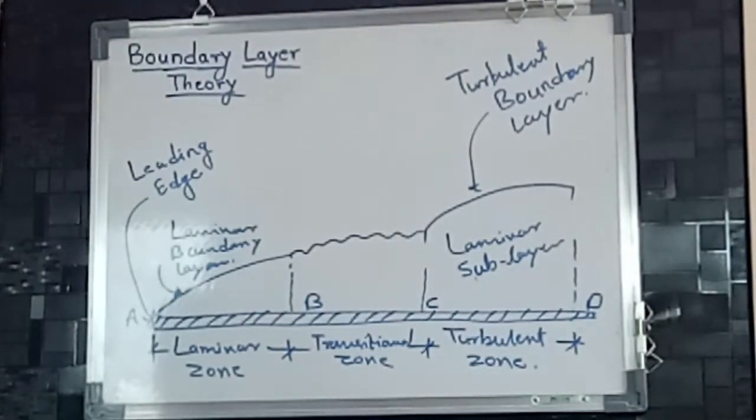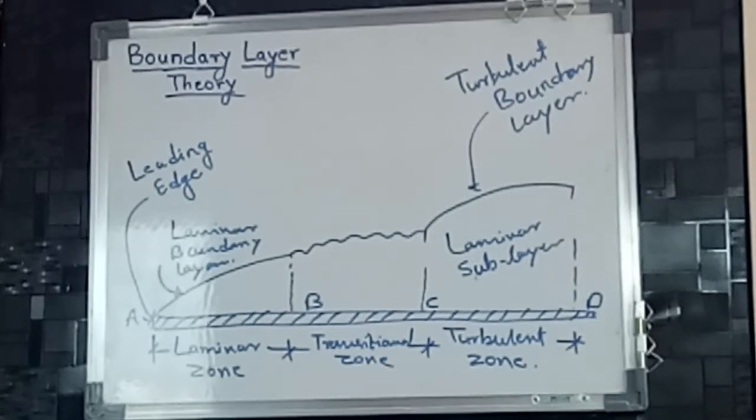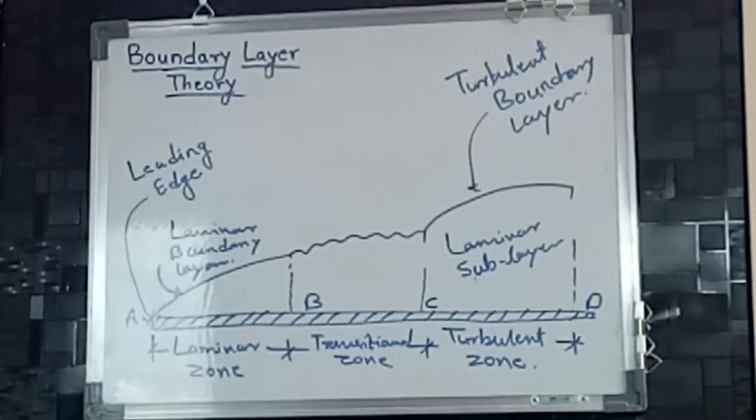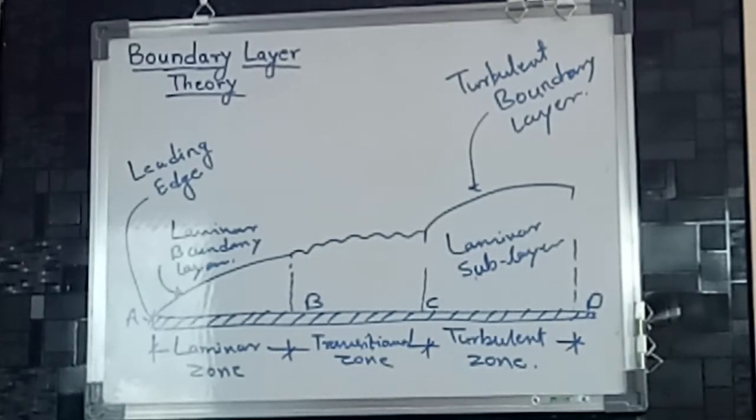Now see here, the laminar boundary layer means what? When a flat smooth plate is placed parallel to the direction of flow, the flow in the boundary layer is laminar, though the main flow is turbulent, near the leading edge of the plate. This layer of the fluid is said to be laminar boundary layer.